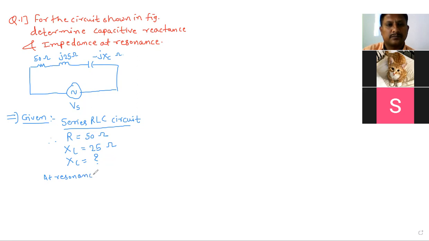A while ago I gave 5 points. At resonance, what is happening? At that time, I have given the impedance value at resonance. That is Z is equal to, what is the formula?